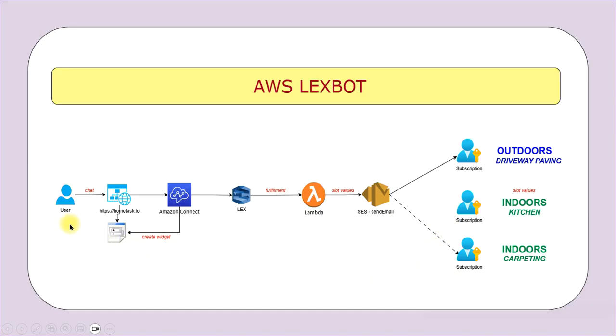And so the goal is, a user is in a state of Connecticut, let's say. They want floor tiling for a kitchen. It's indoors. The room is the kitchen. They want floor tiles, and they're in a particular zip code.